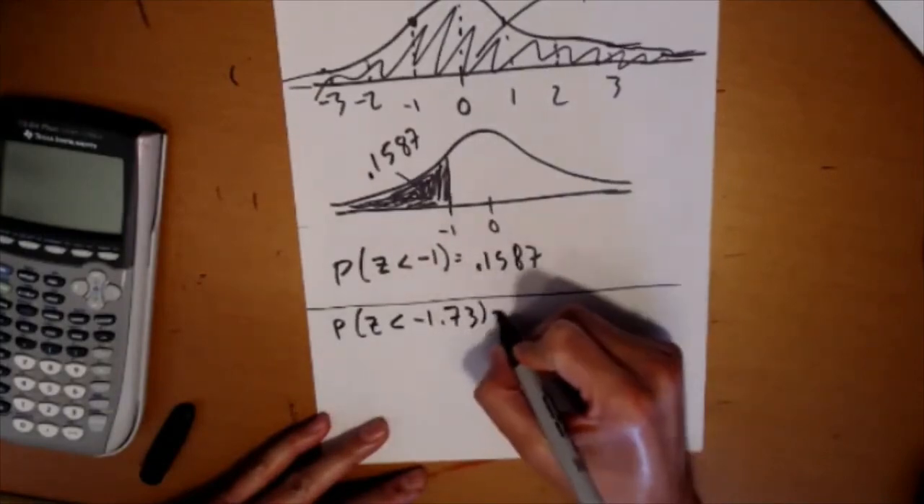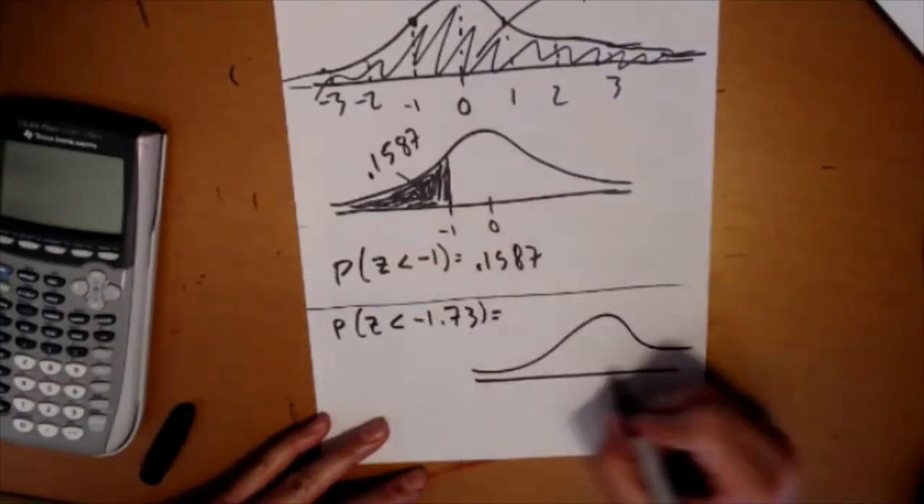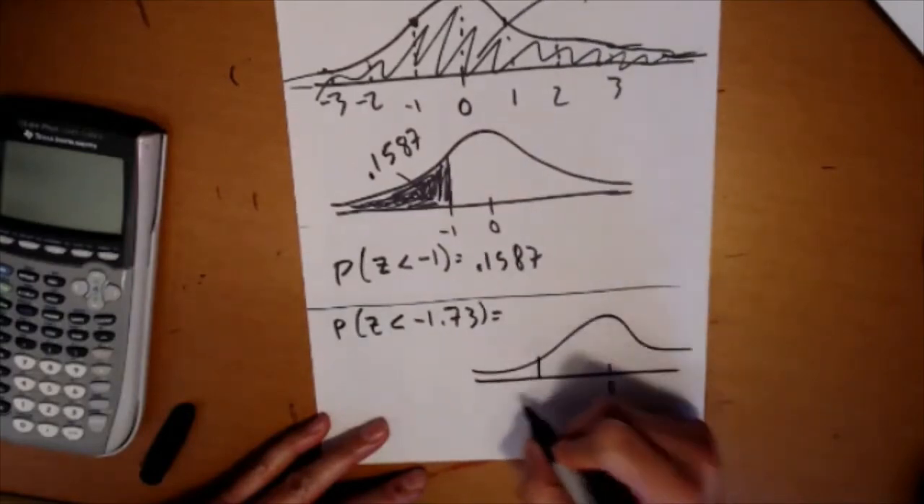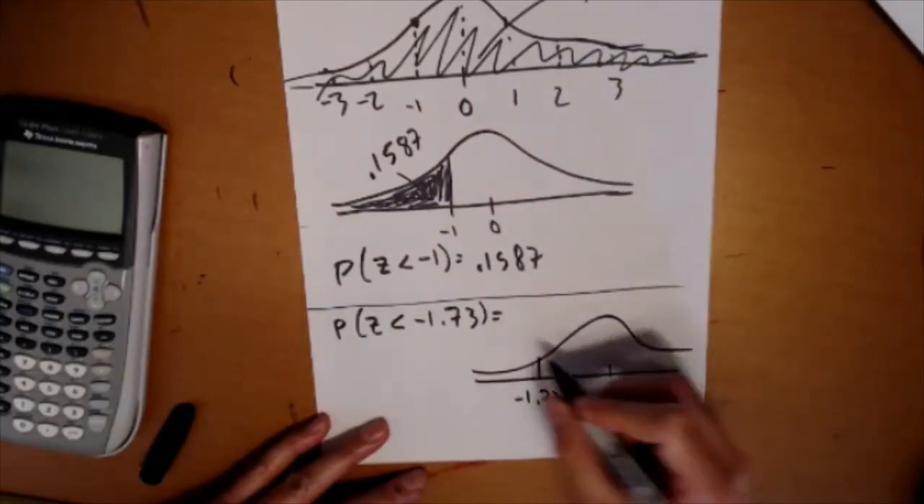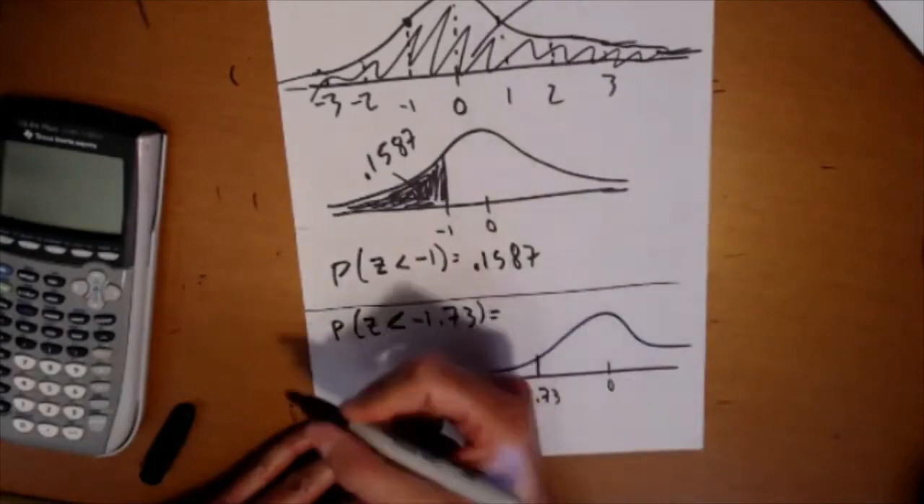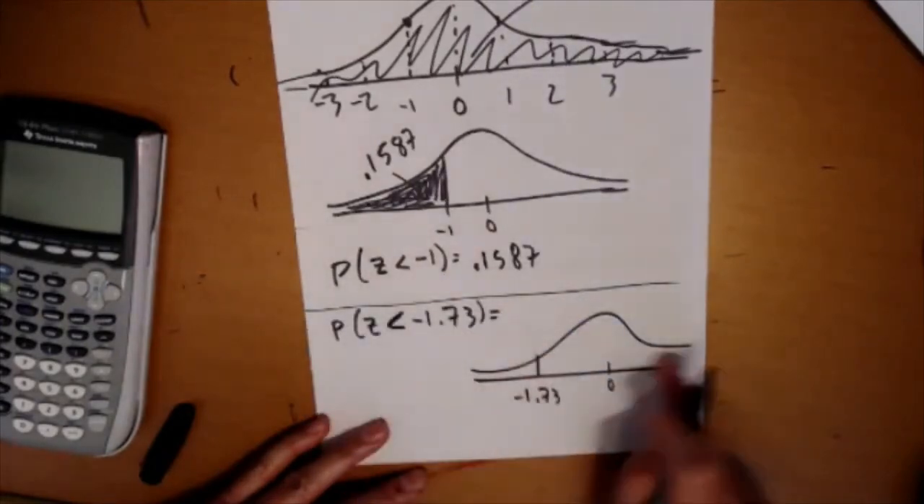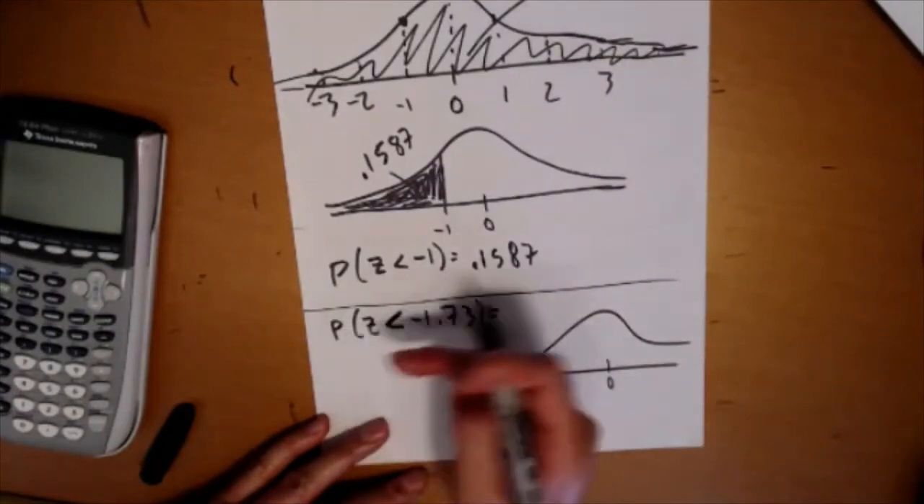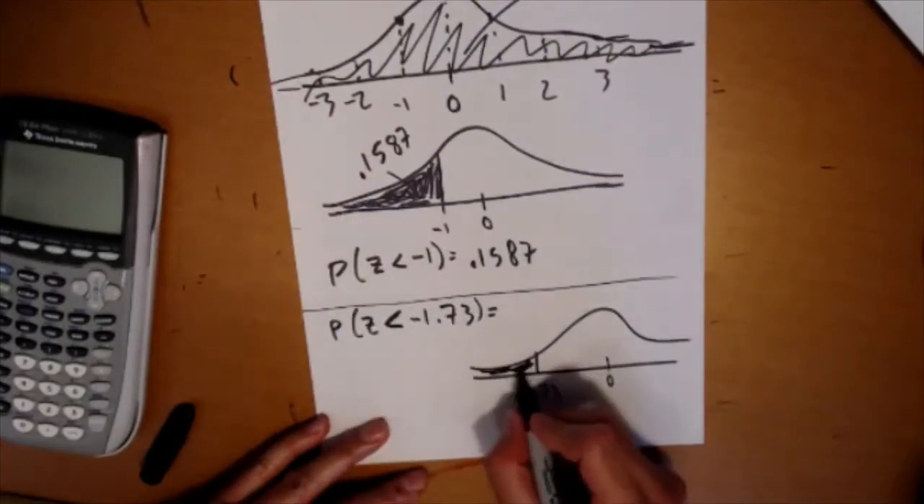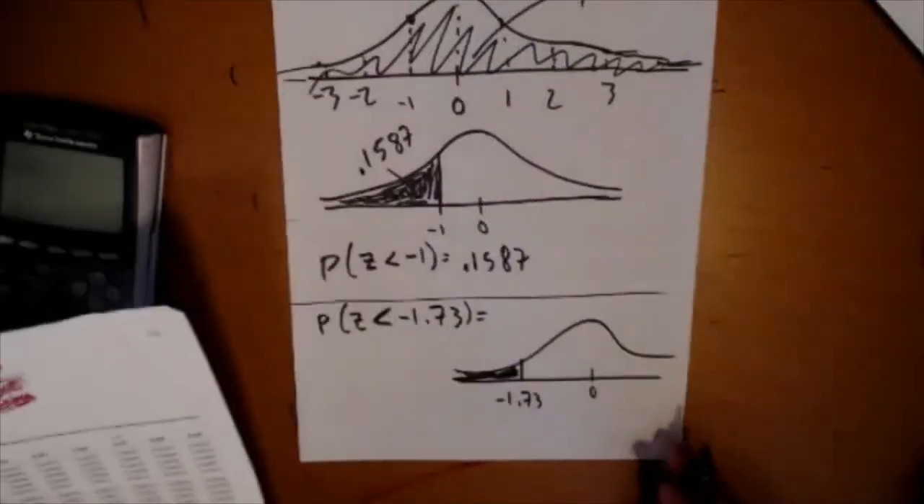Okay, so going to the worksheet, the next one says probability that Z is less than -1.73. I'm going to post a picture. 0's in the center. -1.73 is somewhere over here. Which way do I shade? To the left. Left tail, which it has two tails, right? Which tail gets shaded? This one's pointing that way. To the left.